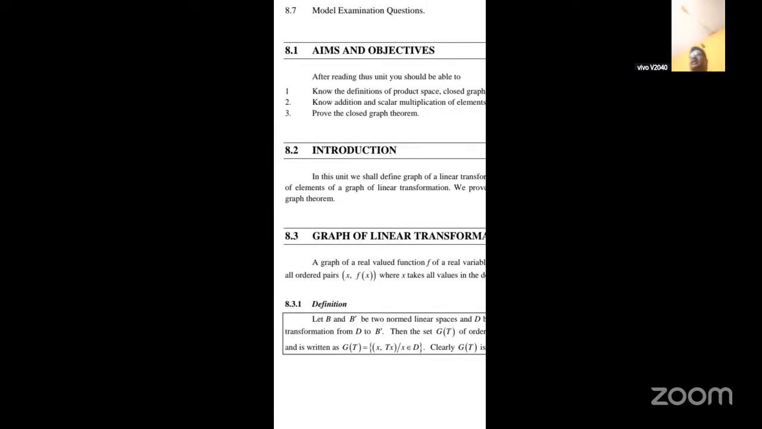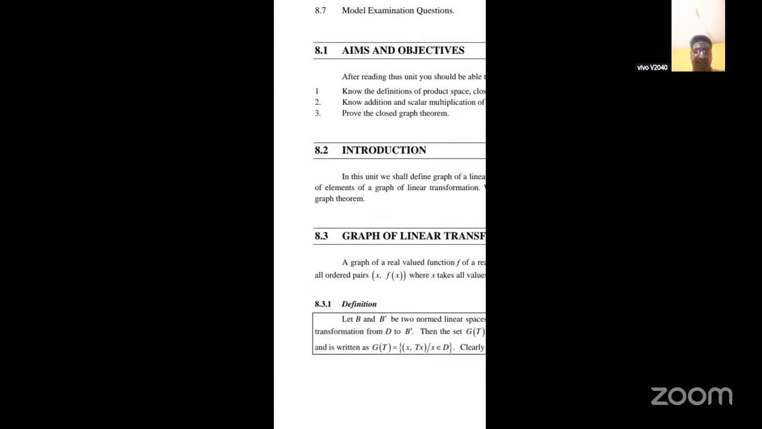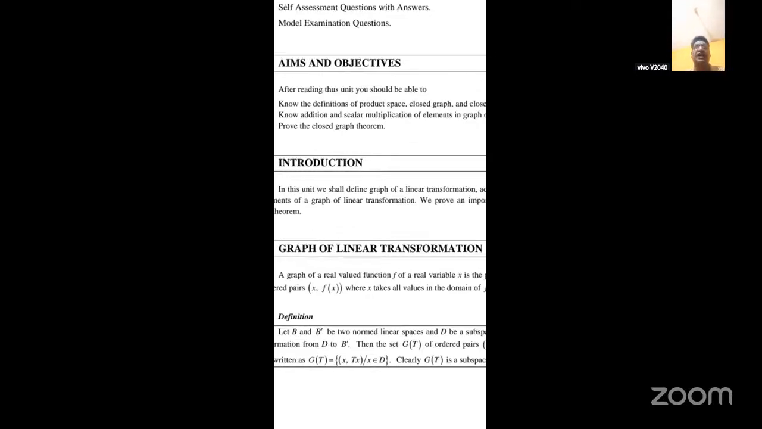Now that is the representation of the notation: G of T equals the set of x and Tx such that x belongs to capital D. Here what is the D? That is the subspace of the Banach space. So the graph of T is simply denoted as G of T equals the set of x and T of x, such that x belongs to the domain.